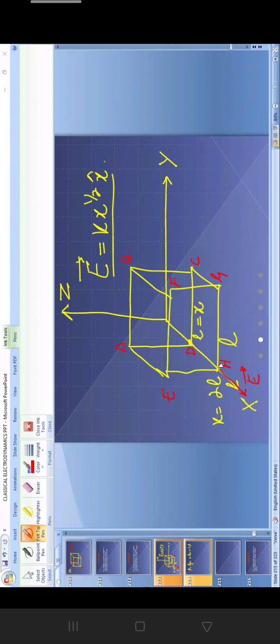Fine. Electrostatic field is in this direction. Electrostatic field is given, that's equal to K into X. So this is a non-uniform electric field. That means at this point and at this point, the electrostatic field will not be the same. You will have to calculate the net flux first of all, and then from there you can calculate Q enclosed. Okay, so let me show it to you.